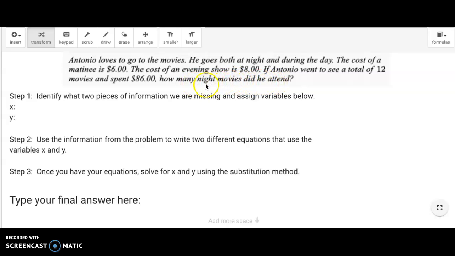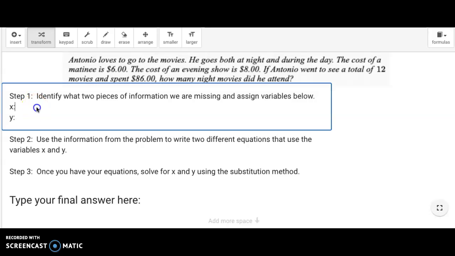So that's one of the things that I don't know. And I also don't know how many movies he went to during the day. They're different prices. I know how much he spent in all. I know how many total movies he went to. I don't know how many evening versus how many daytime movies he saw. So those are the 2 things that I have identified.